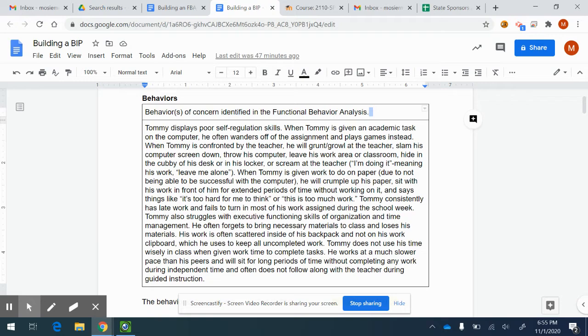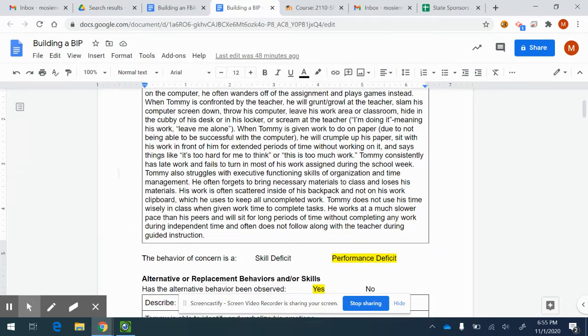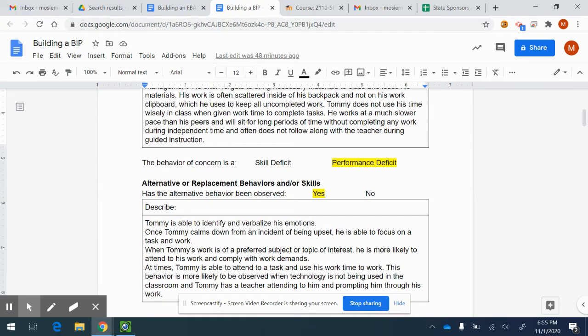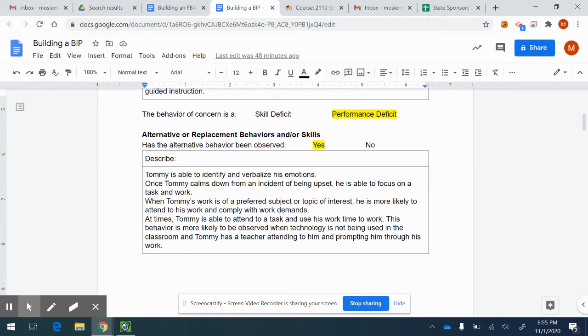And then the last part of that is that we have that piece of reinforcement. So, what we started doing with Tommy is implementing a tally system in which he could trade in tallies for computer time since that is his preferred activity. So, we'll go through that as we go through the bit here. So, behaviors of concern, again, just coming right off of the functional behavior analysis or assessment.